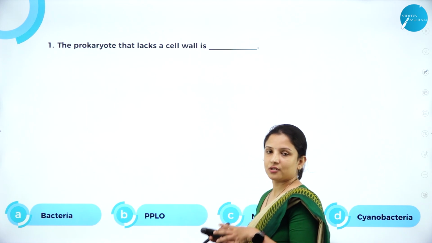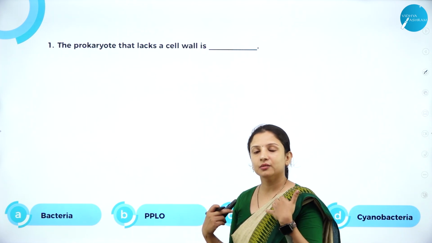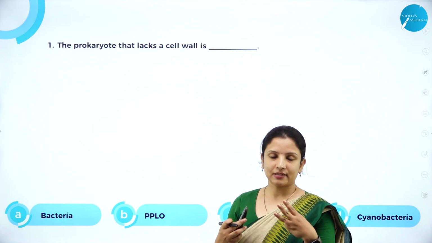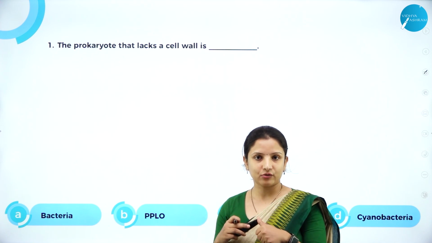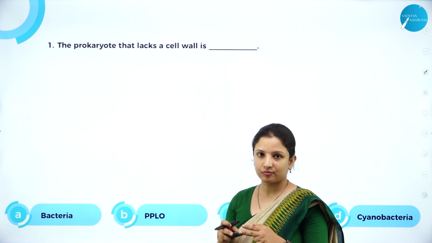So this was about the prokaryotic cell, and in the prokaryotic cell we got to know that the cells are covered by three distinct layers. That is, the cell envelope is made up of the glycocalyx, the cell wall, and the plasma membrane.